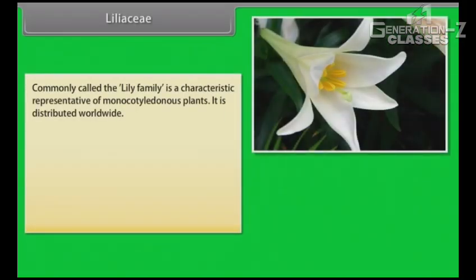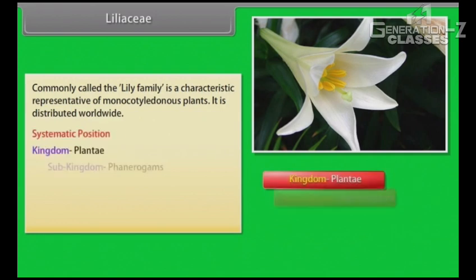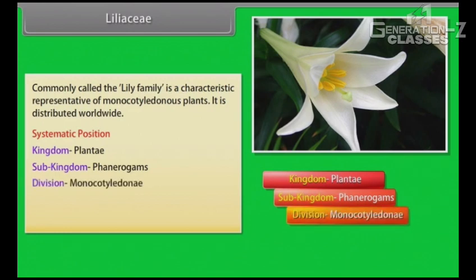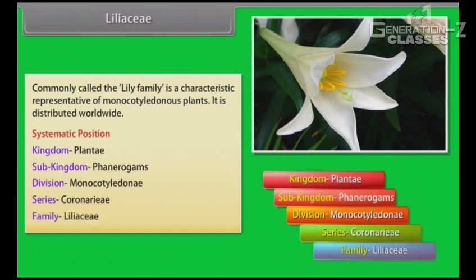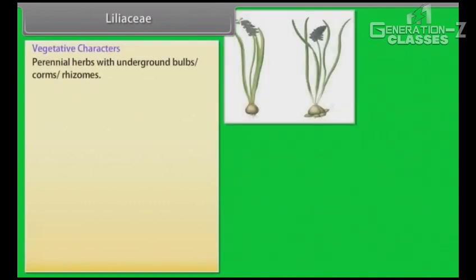Liliaceae, commonly called the lily family, is a characteristic representative of monocotyledonous plants. It is distributed worldwide. Systematic position: Kingdom Plantae, Subkingdom Phanerogams, Division Monocotyledonae, Series Coronarieae, Family Liliaceae. Vegetative characters: perennial herbs with underground bulbs, corms, rhizomes; leaves mostly basal, alternate, linear, exstipulate with parallel venation.